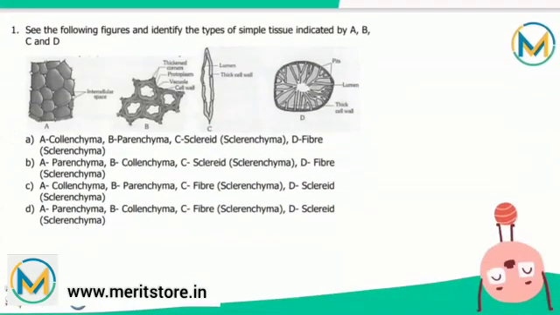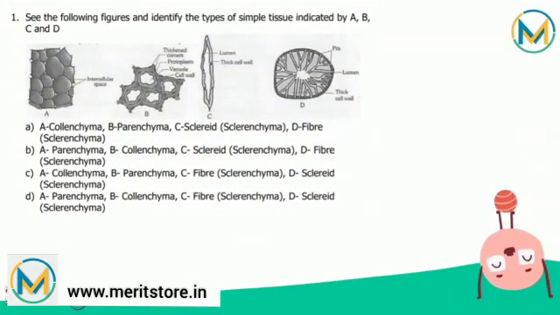First question: see the following figures and identify the type of simple tissue indicated by A, B, C and D. So part A is parenchyma. This diagrammatic representation of A specifies parenchymatous cells. Parenchyma form the major component within organs.